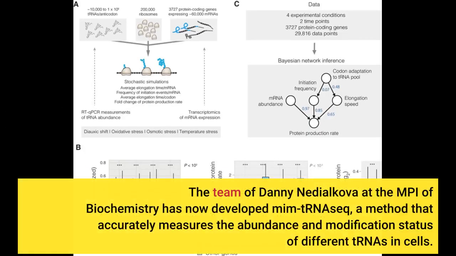The team of Dani Nedyalkova at the MPI of Biochemistry has now developed mim-tRNAseq, a method that accurately measures the abundance and modification status of different tRNAs in cells.